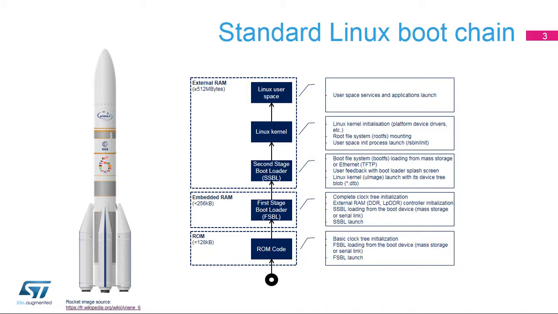STMicroelectronics proposes two flavors for the FSBL and SSBL on STM32MP1. One puts the SSBL on the secure side, whereas the second one runs it in the non-secure side. This is the meaning of the arrow in the SSBL box, and those two options are further described in the following slides. The trusted boot chain is the default solution delivered by STMicroelectronics with a complete feature set.